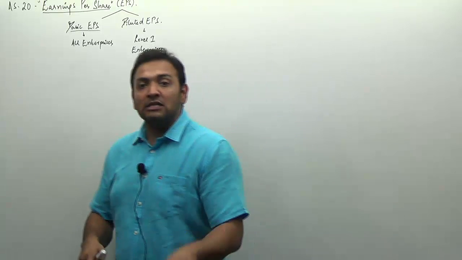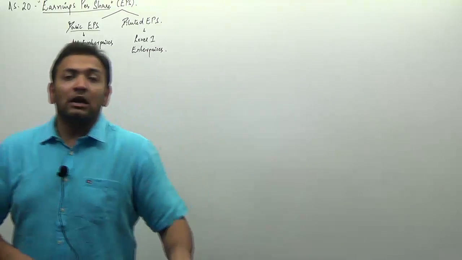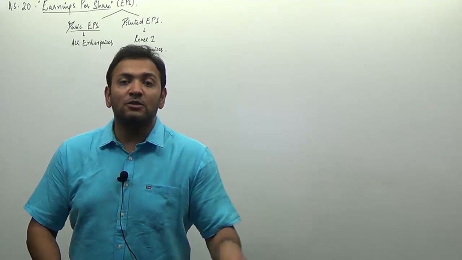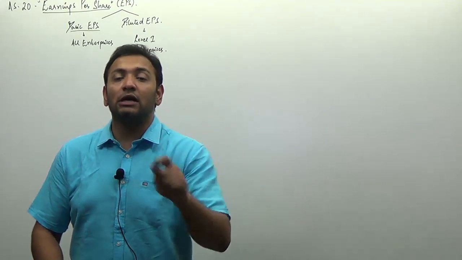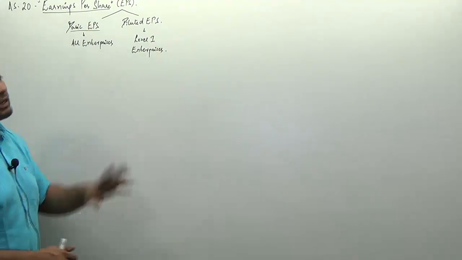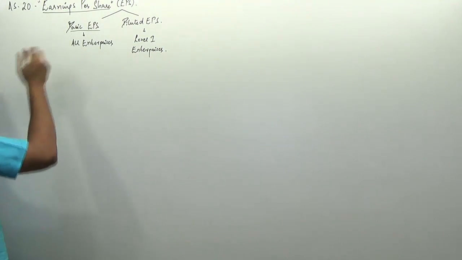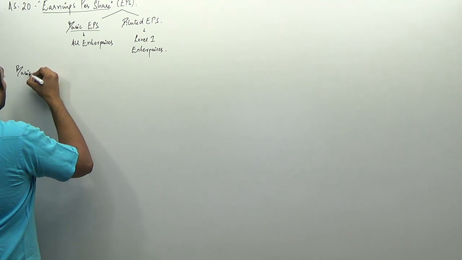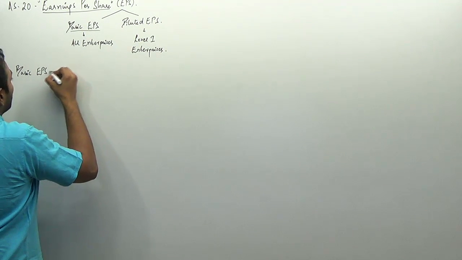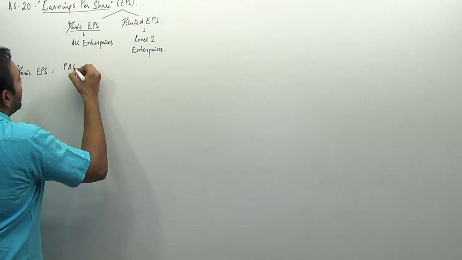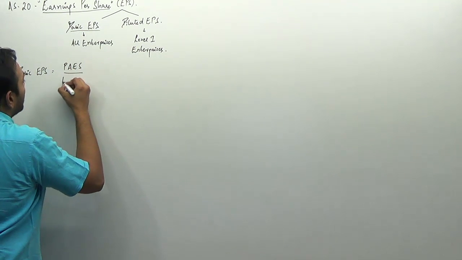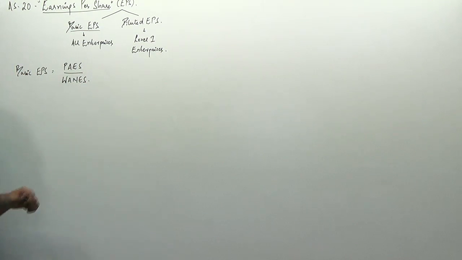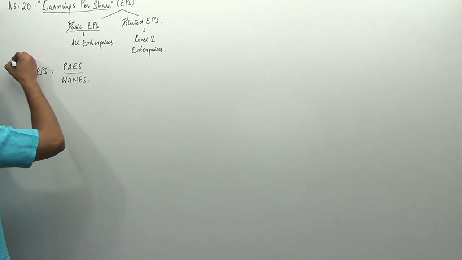Earnings per share in the sense, you have identified the net profit. Now out of that net profit, per each component of equity, that is per equity share, how much did you earn is the basic calculation of your earnings per share. Now let's try to understand what is given by this basic EPS. Basic EPS can be given by the formula PAES by WANES. In short, we call it PAES by WANES. Now what is this PAES, what is this WANES?